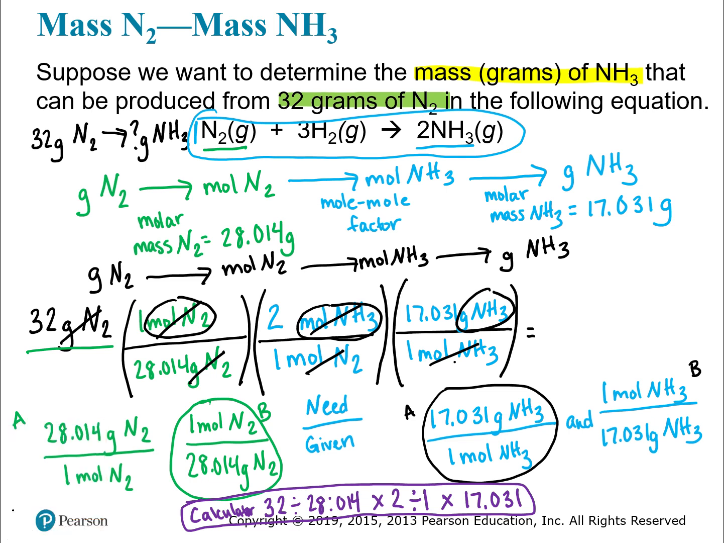When you put all that craziness into your calculator and you account for sig figs, which you should only have 2, you get 39 grams of ammonia.